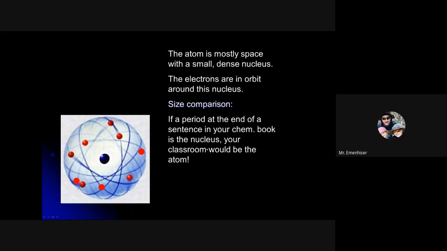And he said that the atom is mostly empty space with a dense, small nucleus. The electrons are in orbit around the nucleus. And then remember we were talking about all the comparisons of the size. So here's another size comparison. If the period at the end of a sentence in your chemistry book is the nucleus, then your classroom will be the atom, right? So that's pretty cool. Or if the atom is a football stadium, then the nucleus is a marble. Very cool.